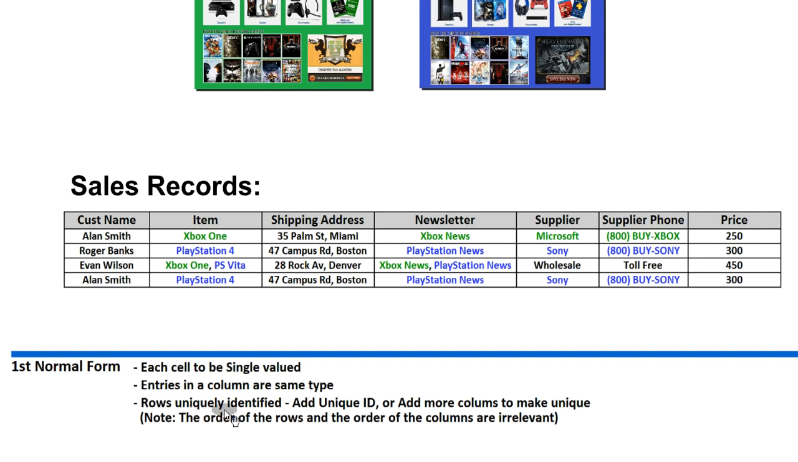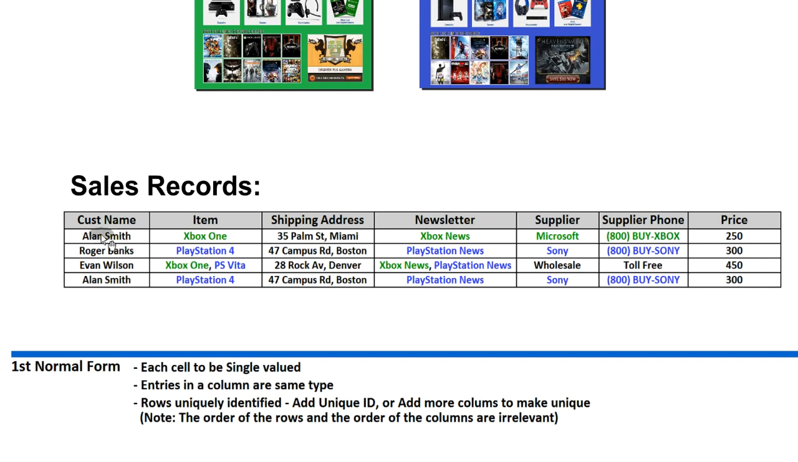Also, rows must be uniquely identified. Either add a unique ID or add more columns to make the rows unique. Well, there are no duplicates in these rows, so they're unique in a way, but there's still a question about this Alan Smith. This Campus Road in Boston happens to be housing for a college. So Roger Banks rents a house while he's in college, and Alan Smith also rents the same house with him. They rent it together, so they have the same address while they are in college.